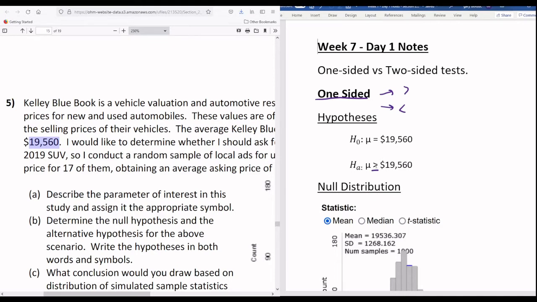And I want to see if I have evidence to show that that's true so I can put my car up for more money. Okay, so that's the setup of this problem. So let's just jump to the document so we could do some comparison.